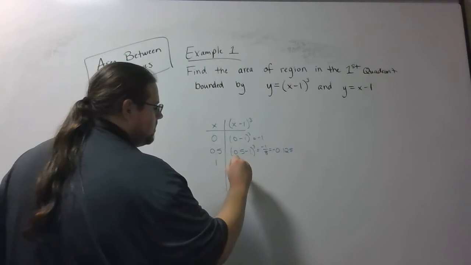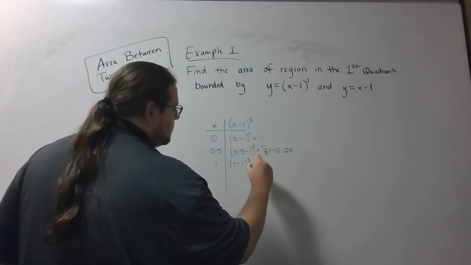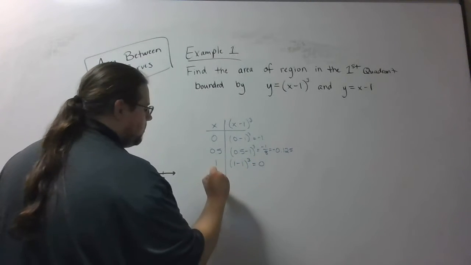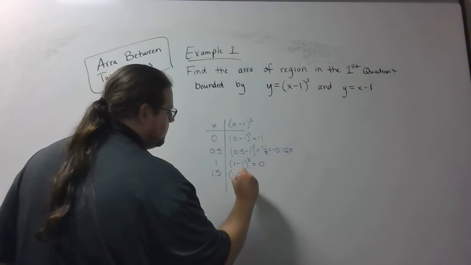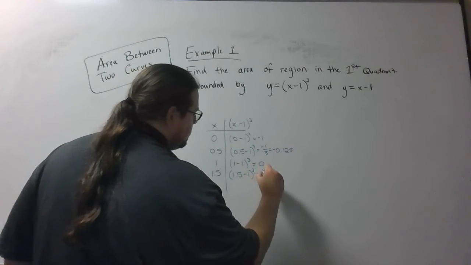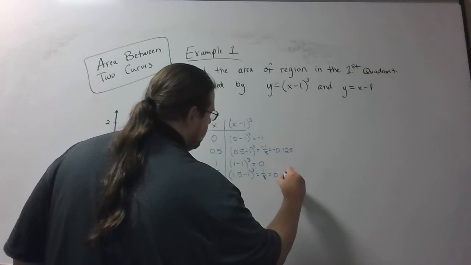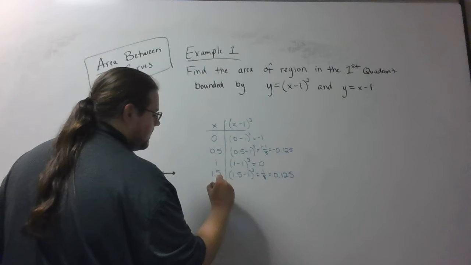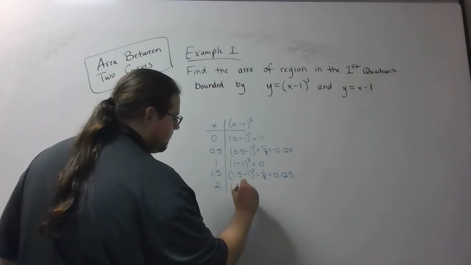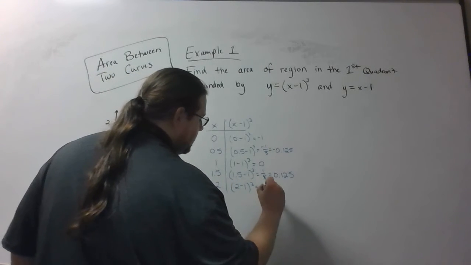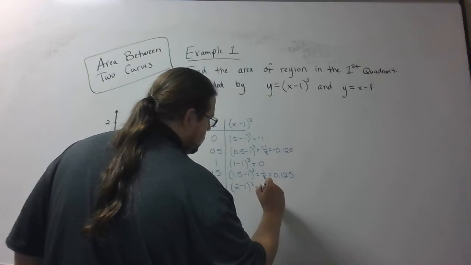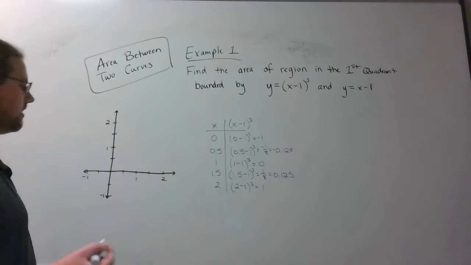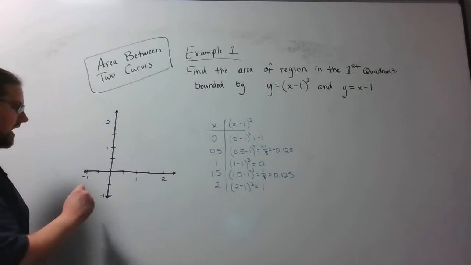Let's plug in 1. 1 minus 1 is 0, cubed makes 0. Then we'll do 1.5. 1.5 minus 1 gives me 1/8, which is 0.125. And let's do 2 just to round everything out. 2 minus 1 is 1, and 1 cubed is 1.